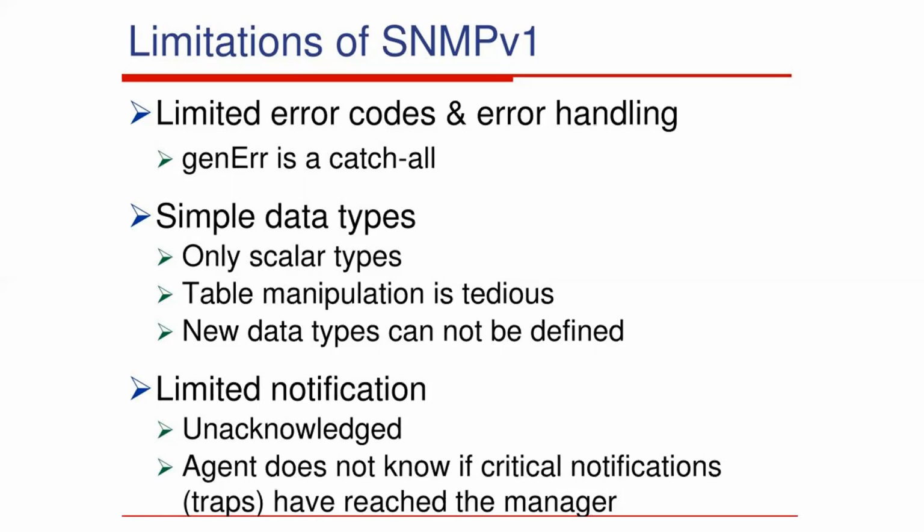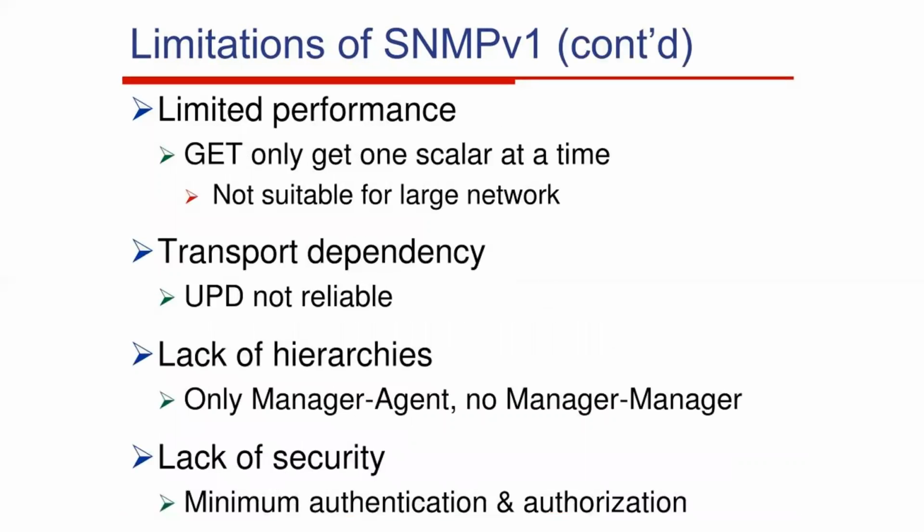These are all the limitations we are going to face in SNMP v1. Performance-wise it is very low, or very poor, so we get one scalar at a time, not multiple. It is also not suitable for larger networks; it is limited to small networks. Then transport dependency is also one of the drawbacks.